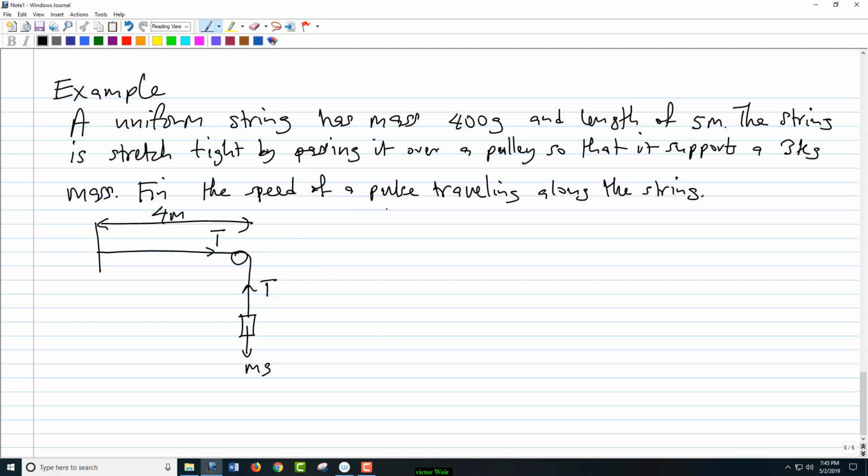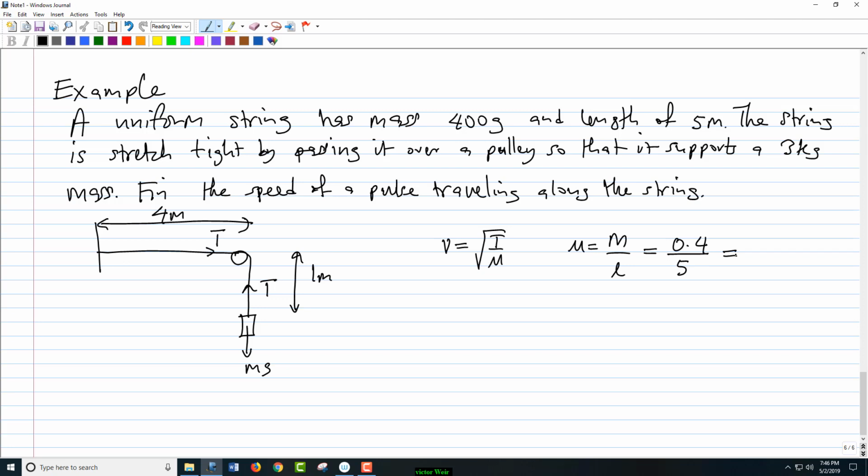We know our formula for finding the speed of a pulse on a string is given by the square root of tension divided by density, the mass per unit length. So we can first find our density mu, which is the mass of the string divided by its length. So that density is given by 0.08 kilograms per meter.